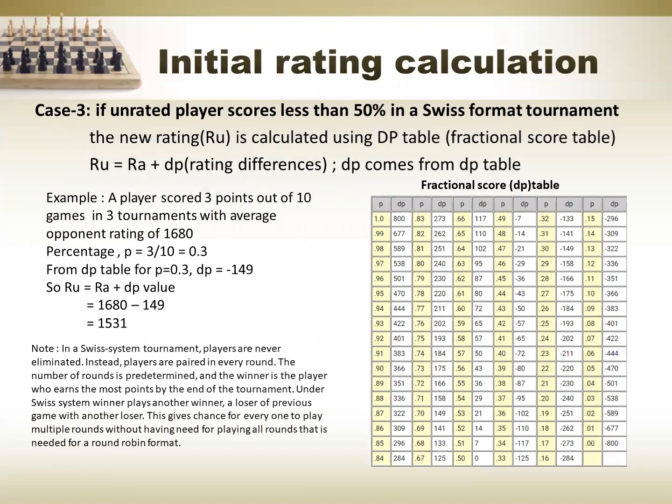The third option is that the score is less than 50% in a Swiss tournament format. Then the rating is calculated based on a fractional score table called the DP table. Depending on the rating difference and the average values, based on the percentage of wins, a number is arrived at.